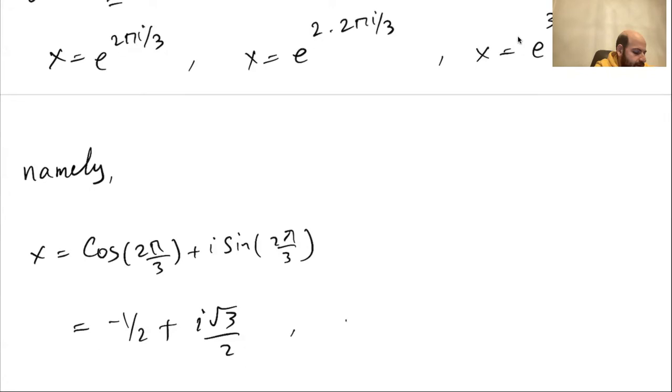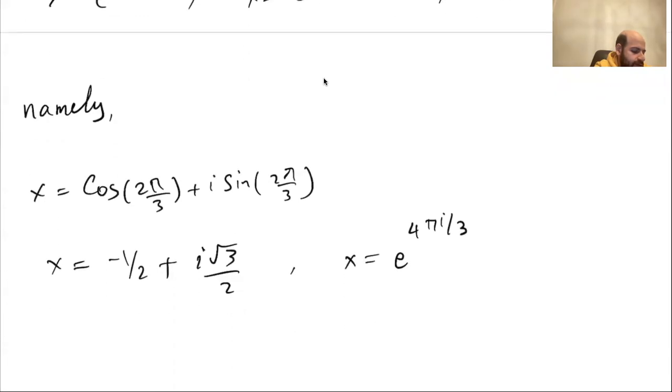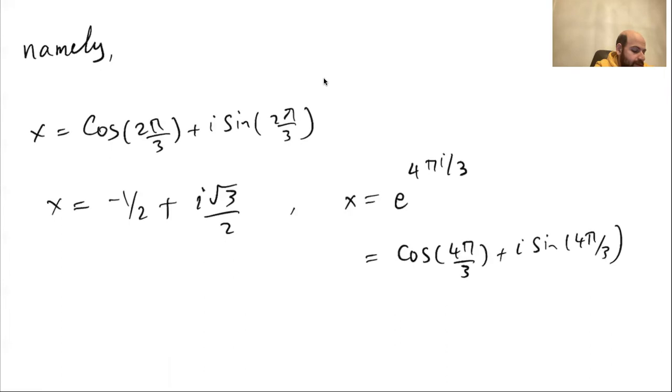And then the other one, x equals this guy here, e to power 4 pi I over 3. E to power 4 pi I over 3, we can write it as cos 4 pi over 3 plus I sine 4 pi over 3. And this one we can write as minus 1/2 minus I root 3 over 2.